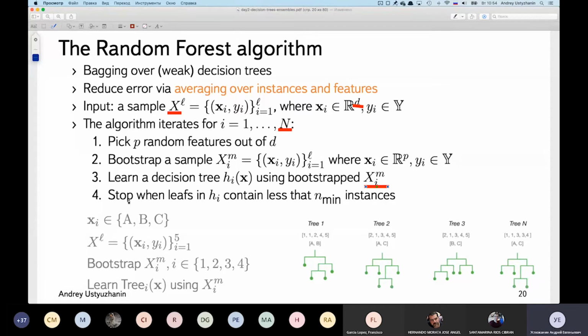So we stop when leaves in our learner contain less than a specific number of instances. And this is it. It mixes different kinds of features and different kinds of instances by bootstrapping, and makes an ensemble of trees that are trained on different subsets of those. So here is an example.